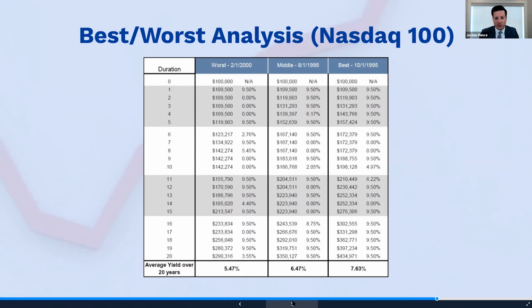This is an American National Index, but this is the type of analysis that we put together. This is the NASDAQ 100, more of a growth-oriented index. And what it is, a floor of 0, cap of 9.5. And you can see the performance here. The worst is about 5.5. The middle 6.5, 7.6 is the best. So much tighter, a little bit lower average, and those are the results of it.